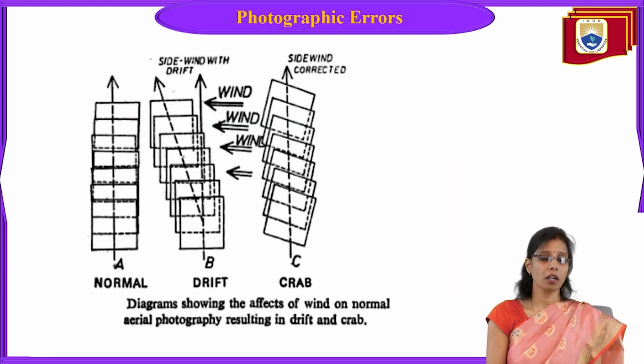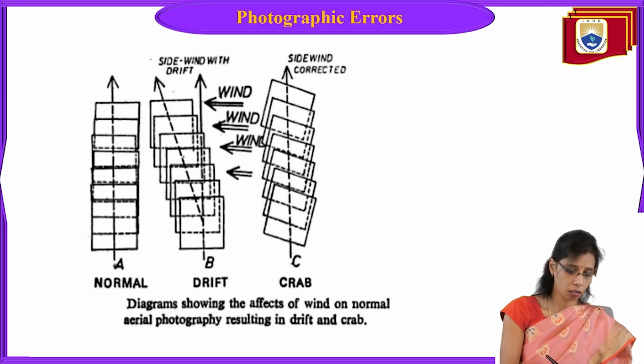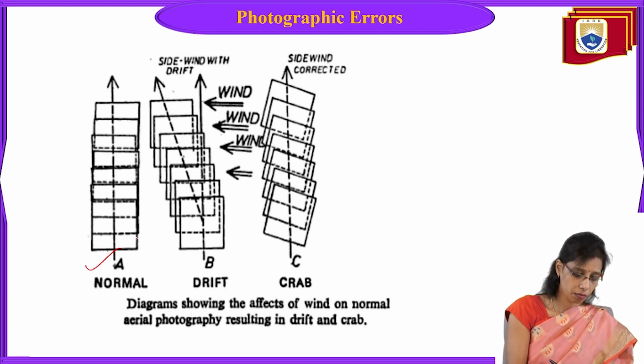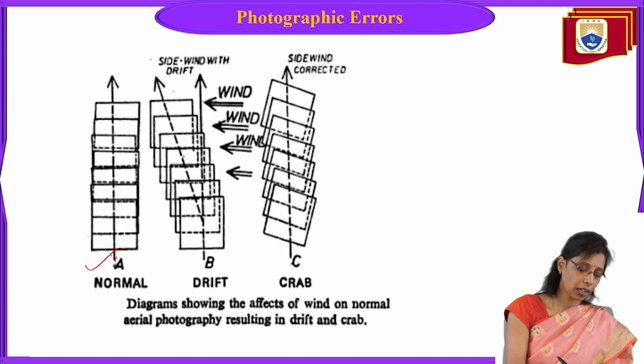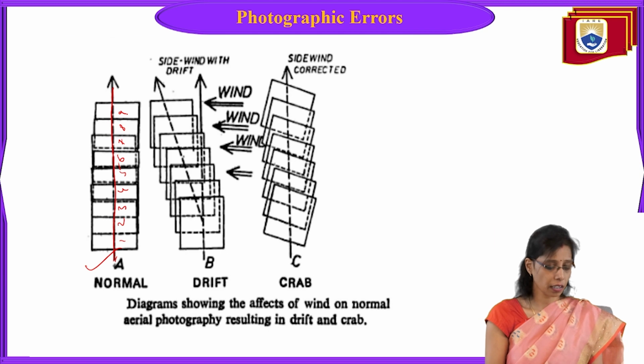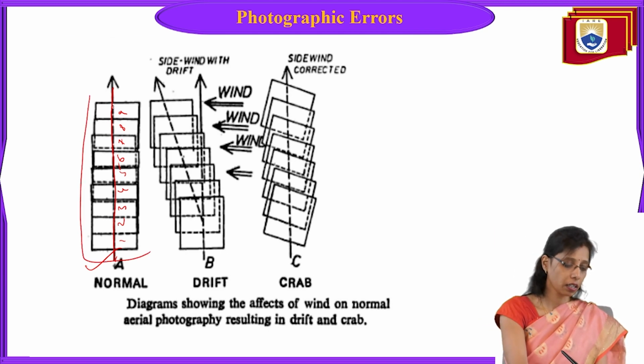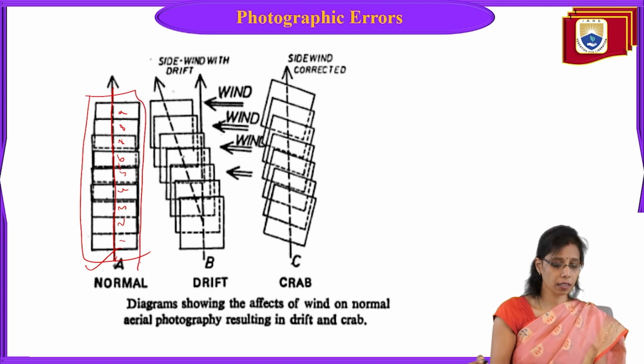Now see here, the normal way is shown. This is the normal way for photos to be taken. If the flight line direction is proper and the weather conditions are proper, the flight goes in a proper direction. Here you can see photo 1, 2, 3, 4, 5, 6, 7, 8, 9. A total of 9 photos have been taken and there are no gaps. You can see the total area is covered here.